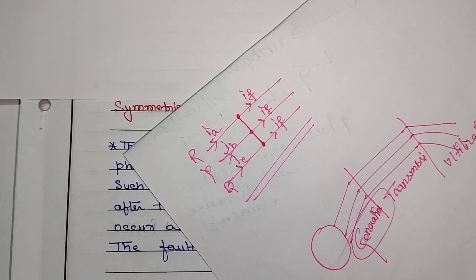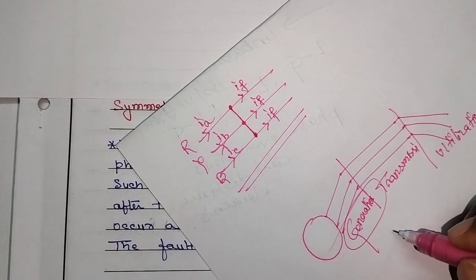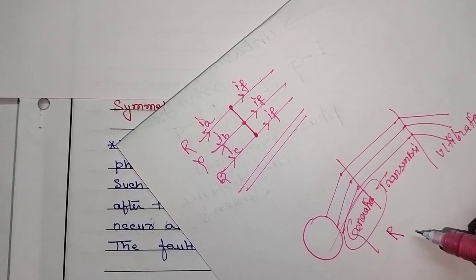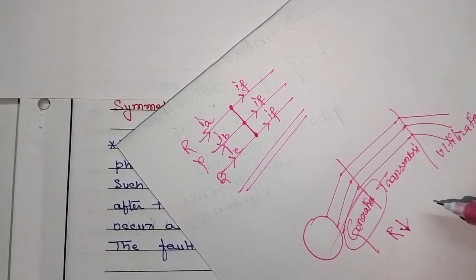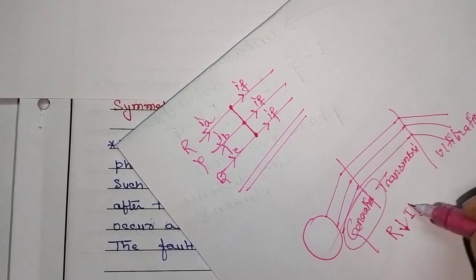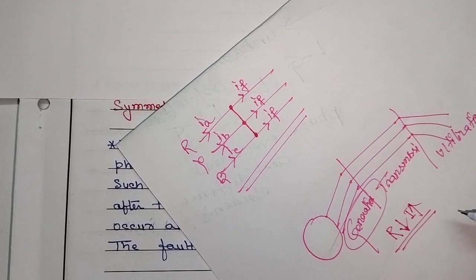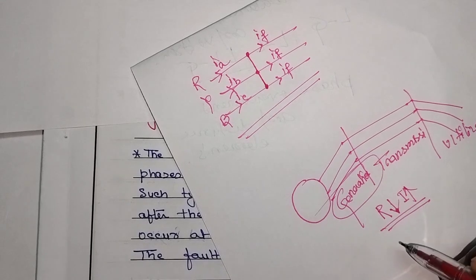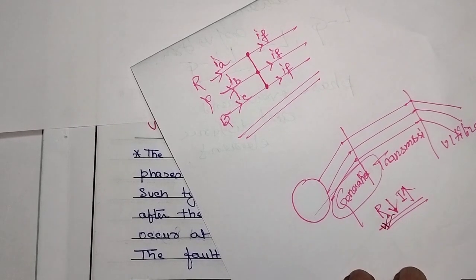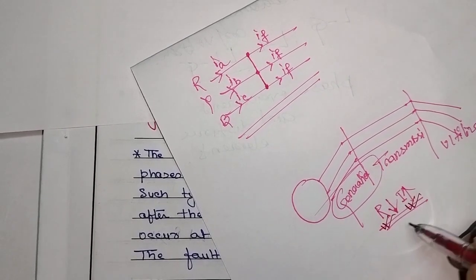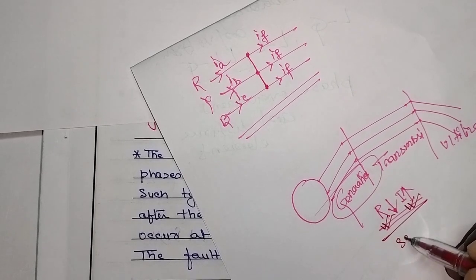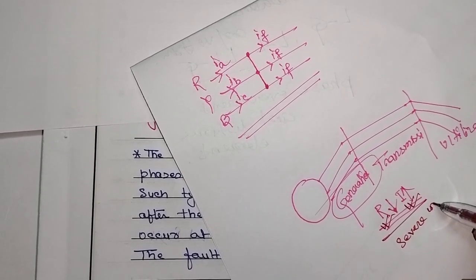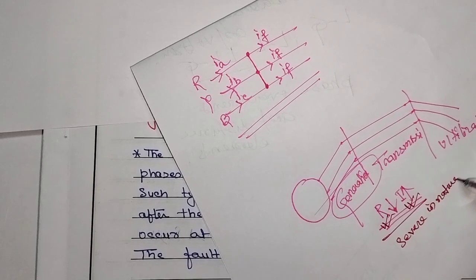At the generation side, the resistance will be lower. So current will flow higher in nature. Resistance is lower, so current will flow higher. That's why this type of fault is very severe in nature compared to the other types of fault.